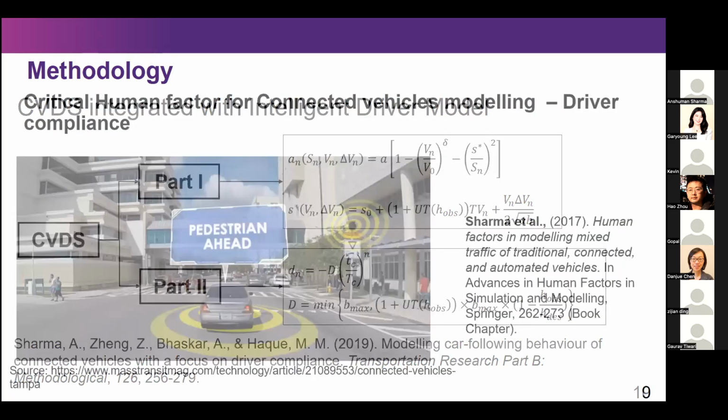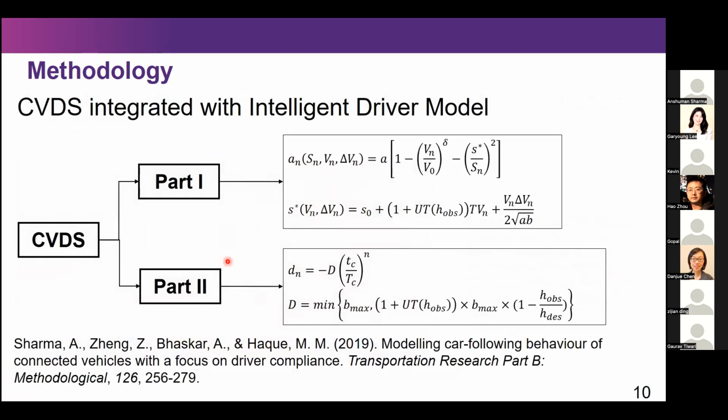So what I did in one of the previous studies, I have integrated connected vehicle driving strategy with the intelligent driver model. So what is connected vehicle driving strategy? Connected vehicle driving strategy guides you, let's say, for example, if we give different kinds of information to drivers, how we can include driver compliance in the modeling framework.